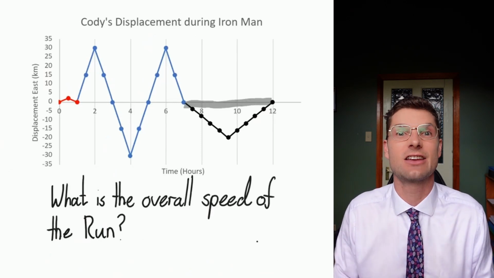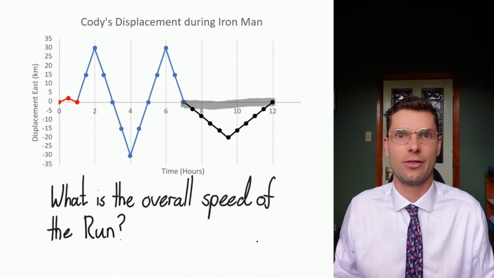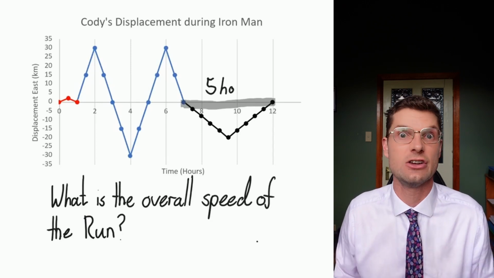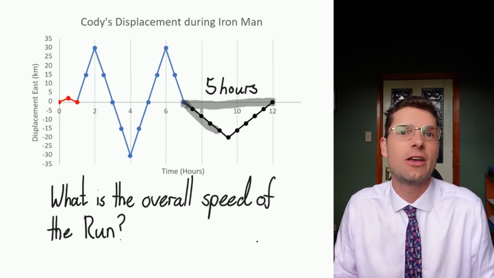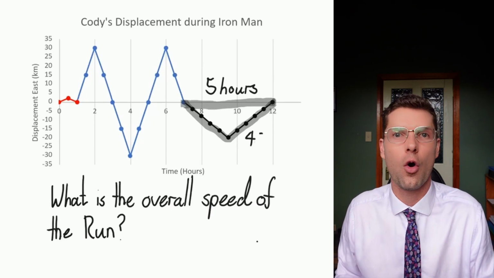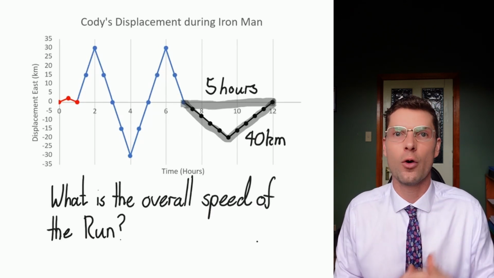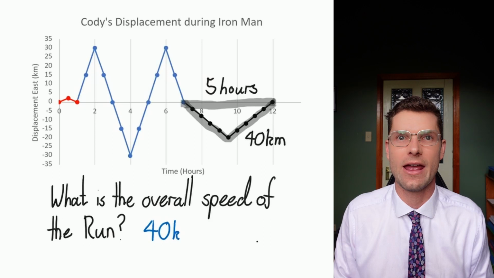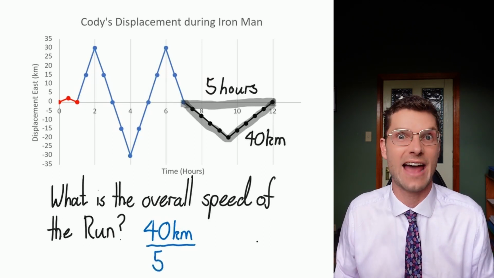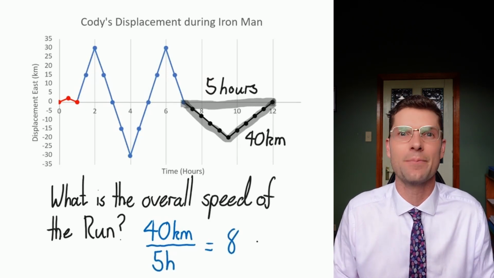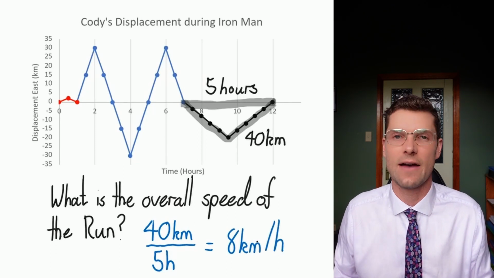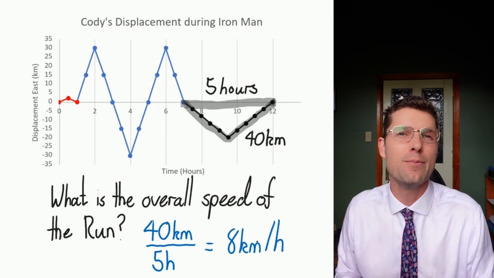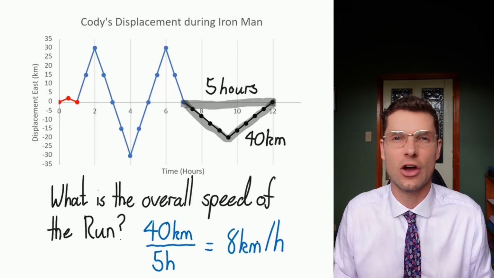So we can see that it's going to take 5 hours for the athlete to finish. Cody took 5 hours to finish the marathon part. But because it's only 40 kilometers, all we need to write down is the 40 kilometers divided by the 5 hours. 40 divided by 5 is 8 kilometers per hour. We need to make sure that we've got the units afterwards, otherwise you will lose a mark. And because we're just talking about speed, we don't need a direction.